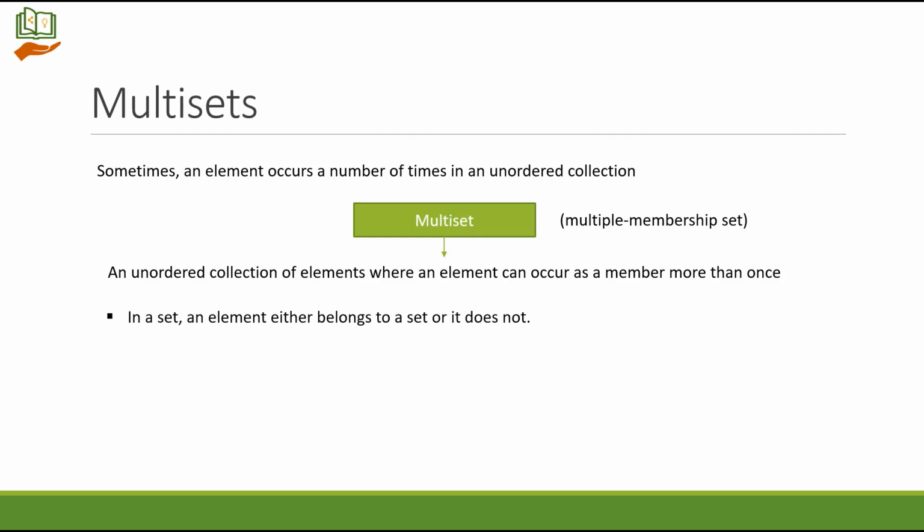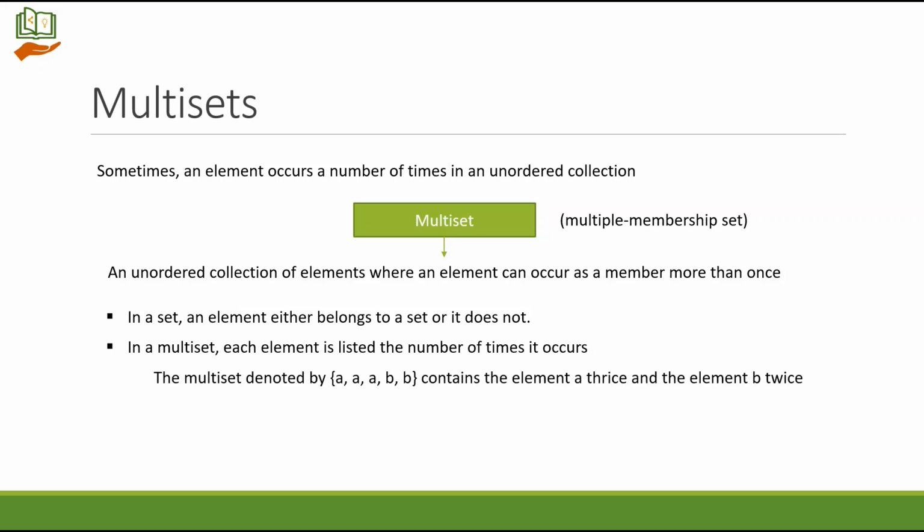In a set, an element either belongs to a set or it does not. We will say one belongs to A or one does not belong to A. That is with respect to a set. In a multiset, each element is listed the number of times it occurs. If we have an element called A, then we should represent whether it is occurring one time, two times or three times. The multiset denoted by A, A, A, B, B contains the element A thrice, so there are three counts of A, and the element B twice. So A is occurring three times and B is occurring two times.